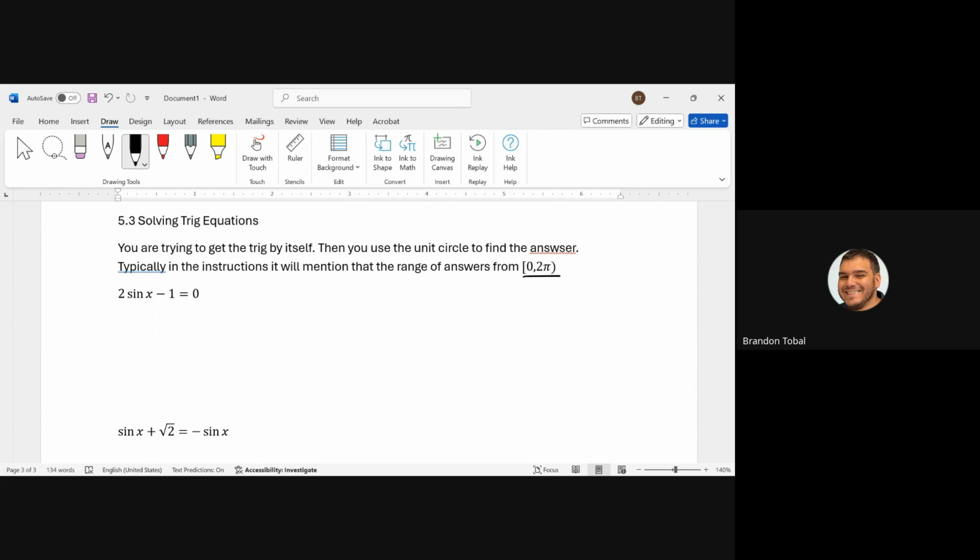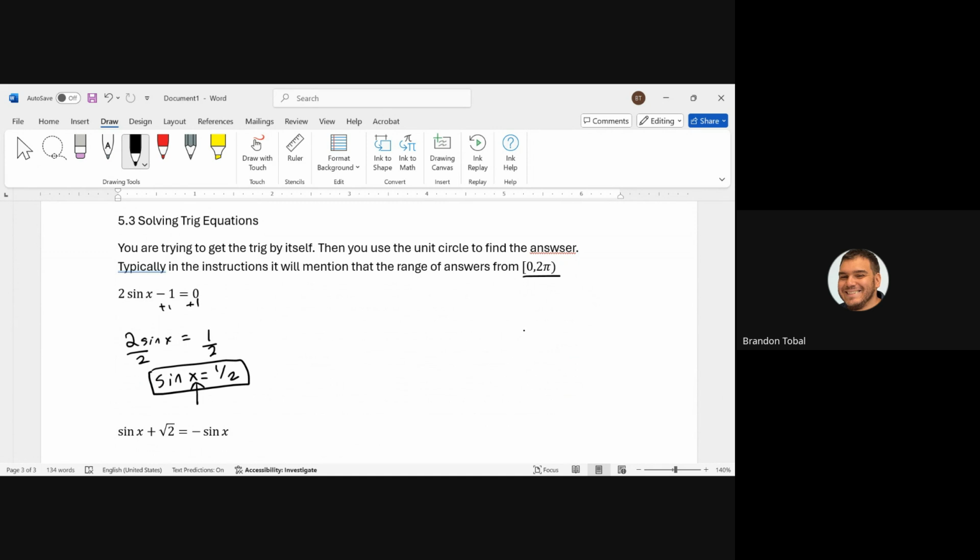So let's say we have 2 sine x minus 1 equals 0. Your goal, just like if it was a variable, is to get it by itself. So you could do plus 1 plus 1. So 2 sine x equals 1. Divided by 2, divided by 2. Sine x equals 1/2. Now that's pretty useful, but that's not technically my final answer. What I need to figure out is what values for the angle, like what degrees or what radians, cause it to be a half.